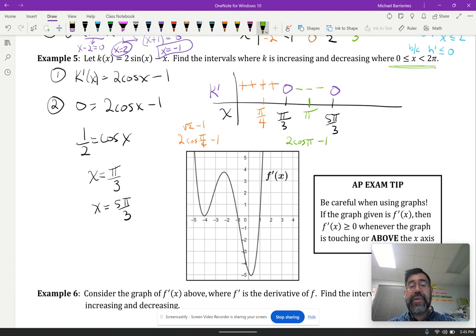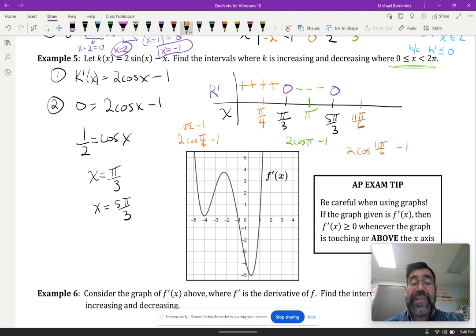So now the last part, let's pick a number on the other side. What color should I use? What about 11 pi over 6? That's bigger than 5 pi over 3. So now let's do 2 cosine 11 pi over 6 minus 1.